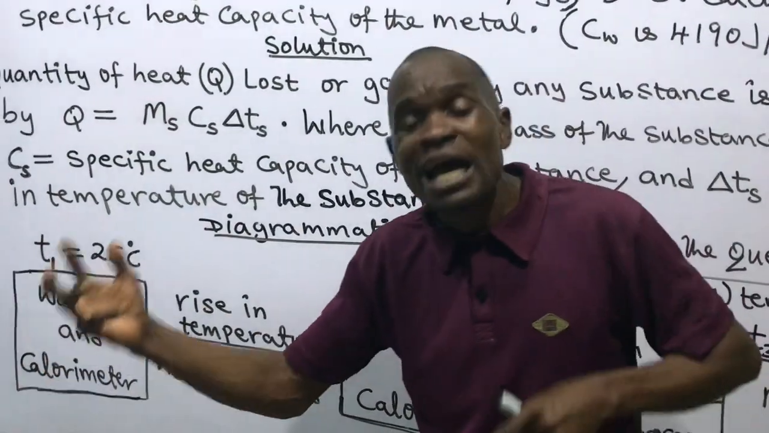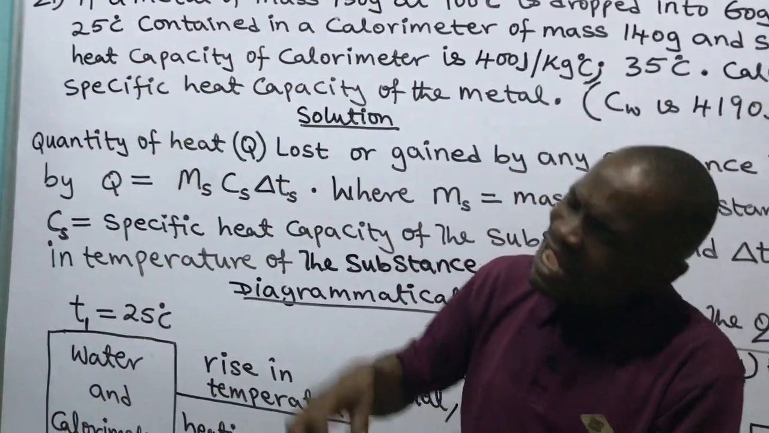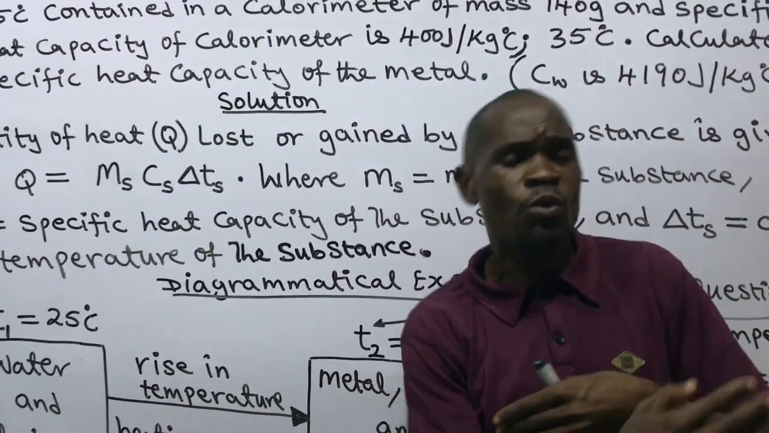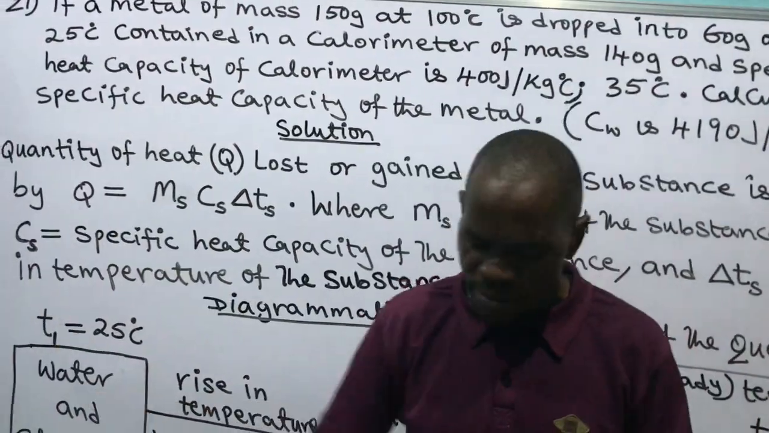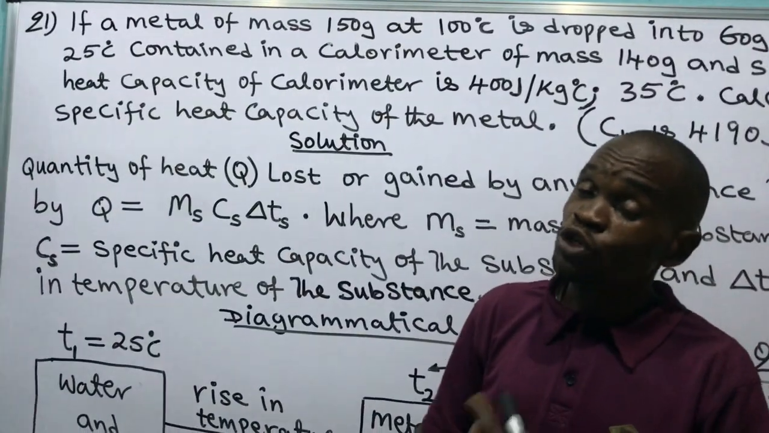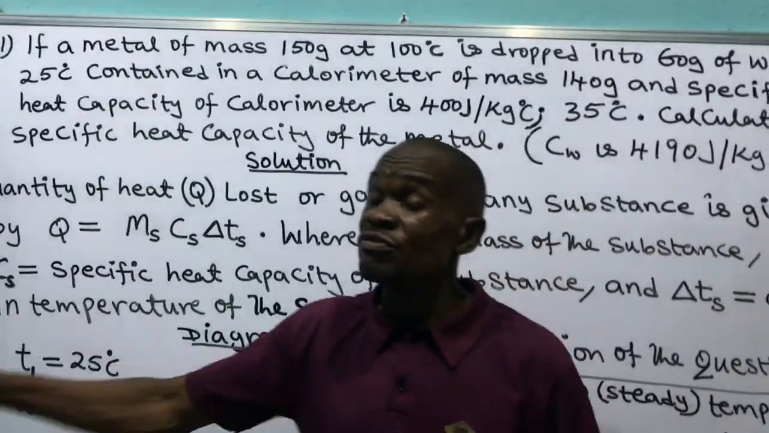And the calorimeter also started gaining heat. The heat the meter loses, the water and the calorimeter gain, will be equal. And I say that the calorimeter is going to gain heat, and the water inside the calorimeter is going to gain heat. Why? The calorimeter and the water were at 25 degrees centigrade.